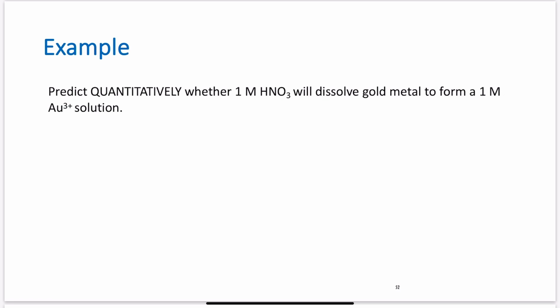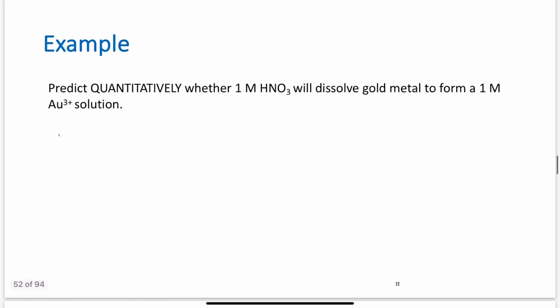Predict quantitatively whether 1 molar HNO3 will dissolve gold metal to form a 1 molar Au3+ solution. What do I mean quantitatively? I mean with values. First I'm going to show you how to do it qualitatively, meaning looking at the values, seeing what's going to happen. But then I'm also going to show you quantitatively what's going to actually happen here. Gold metal is Au solid, and I want to see, will this break down to form Au3+ plus 3 electrons?